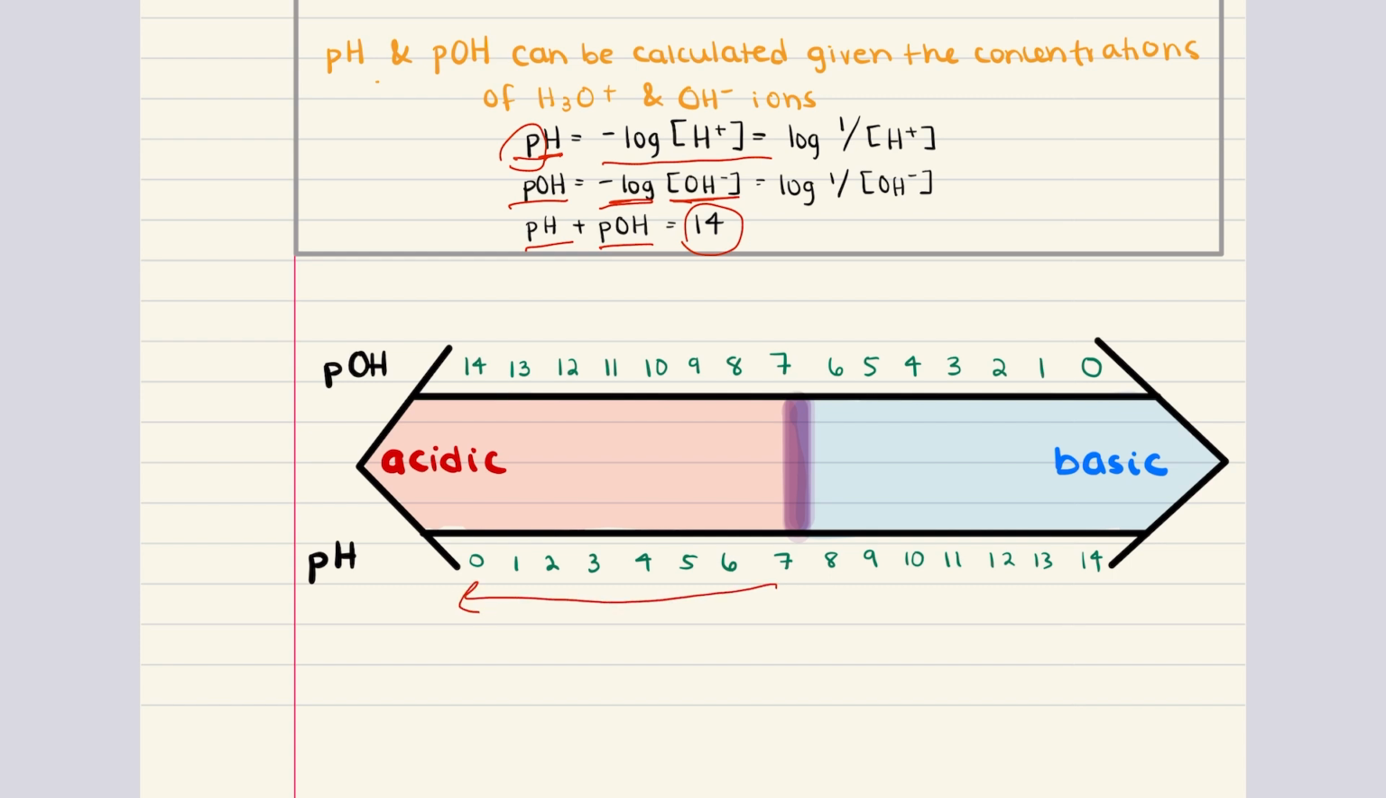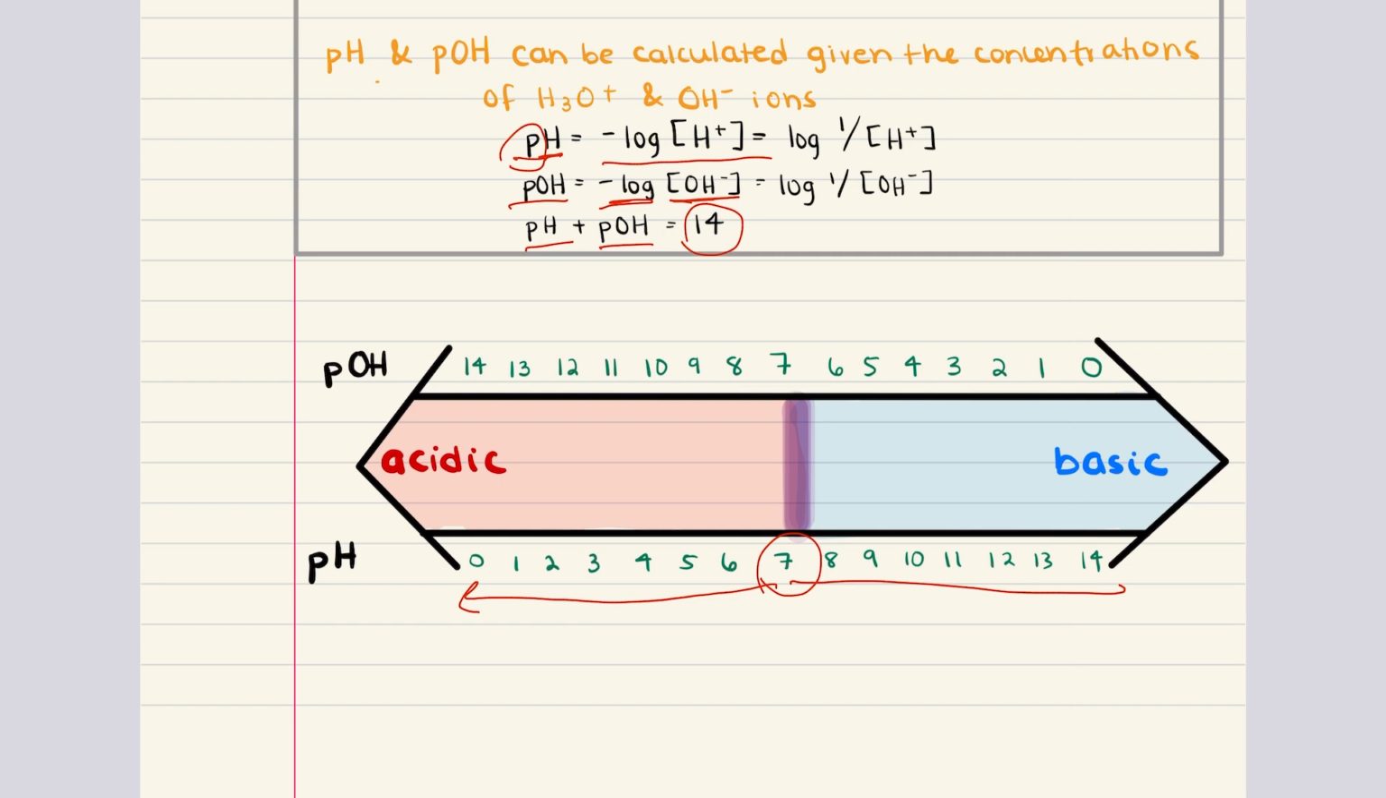On the other hand, when a base is added to water, it increases the concentration of hydroxide ions. So for instance, if you add sodium hydroxide to water, this is going to result in an increase in hydroxide ions, which results in a decrease in the concentration of hydronium, and that leads to a higher pH. So any value of pH greater than 7 is considered to be basic. When pH is equal to 7, then the solution is neutral.